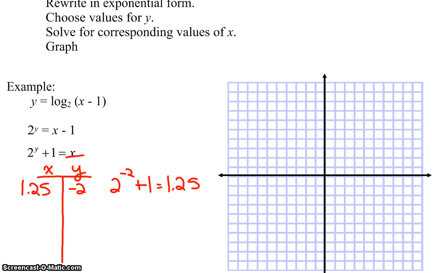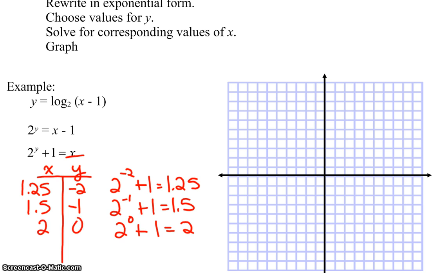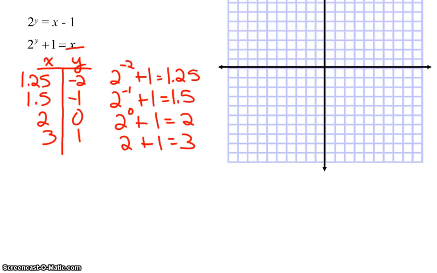When I do to the negative first power, I get 1/2 plus 1, which is 1.5. When I do the 0 power, I get 1 plus 1, which is 2. When I do the first power, I get 2 plus 1, which is 3. And when I do the second power, I get 4 plus 1, which is 5.